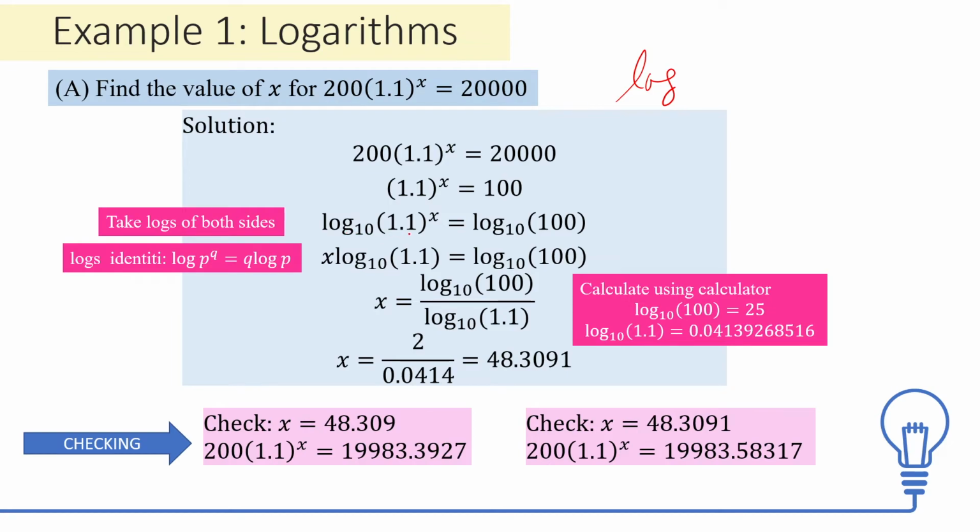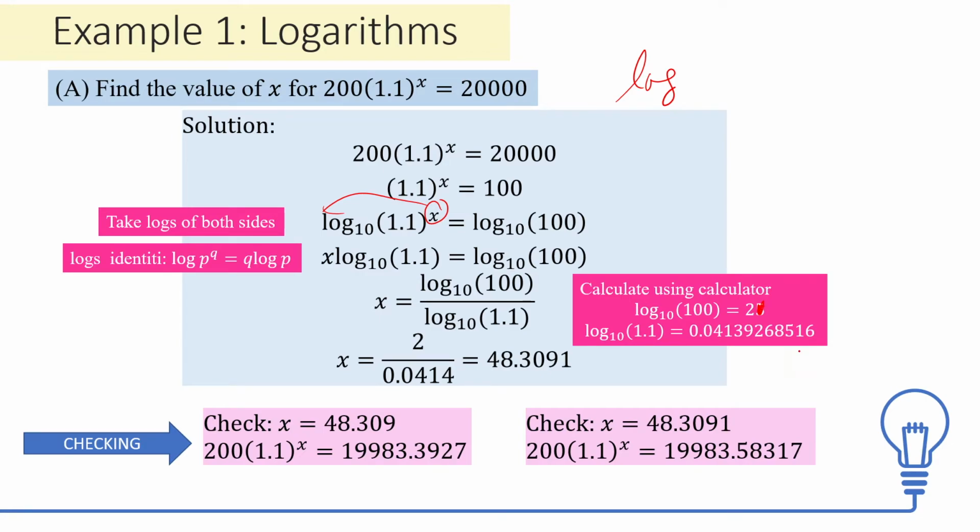So log 1.1 to the power of x equals this one. We use the logs identity. This one we can push our x to the front. So I have x log 1.1, and because we are looking for x, this one shifts to the right hand side and becomes divide. By using the calculator, log 100 actually is 2. And log 1.1 is 0.0414. This is what appears in our calculator.